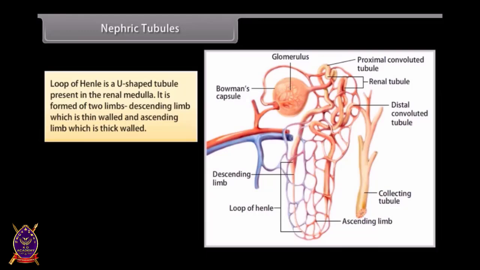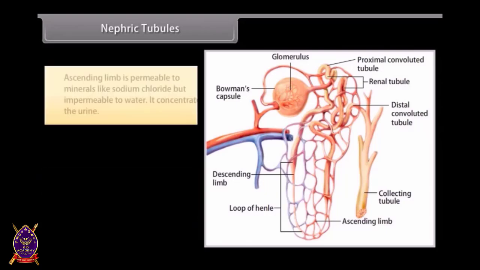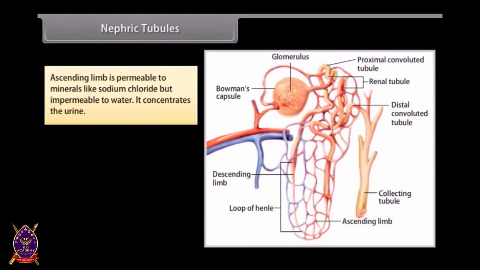Loop of Henle is a U-shaped tubule present in the renal medulla. It is formed of two limbs: the descending limb, which is thin-walled, and the ascending limb, which is thick-walled. The descending limb is permeable to water but impermeable to minerals like sodium chloride. The ascending limb is permeable to minerals like sodium chloride but impermeable to water. It concentrates the urine.